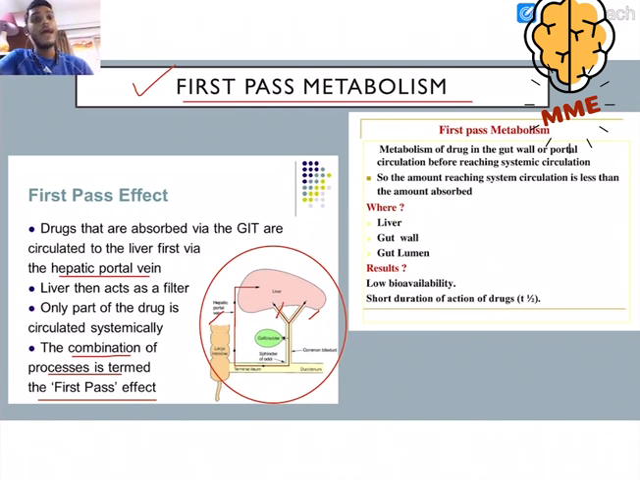And what are the sites? As I told you, the sites are the liver, the gut wall, and the lumen. And what does our first pass metabolism result in? Our first pass metabolism results in lesser bioavailability and shorter duration of action of the particular drug. So the more the first pass metabolism, the less effective the drug will be in our body.